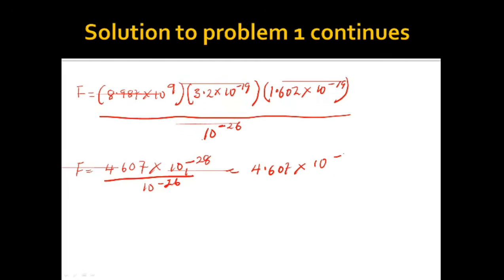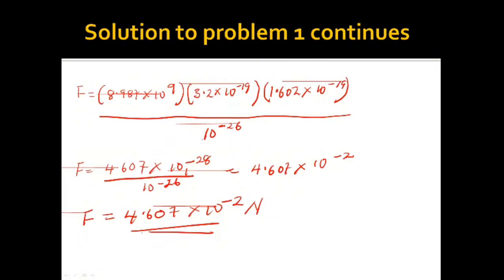So we have 10 raised to power minus 2. That brings us to the force of interaction to be equal to 4.607 times 10 raised to power minus 2 Newton. And this is our answer. This is the way to go about your calculation in Coulomb's law or electrostatic force. Follow it gradually, follow my voice alongside the calculation and see how it goes.